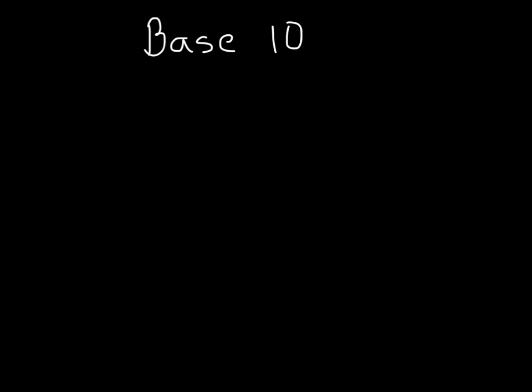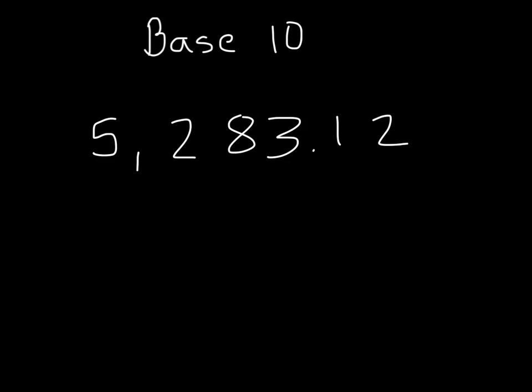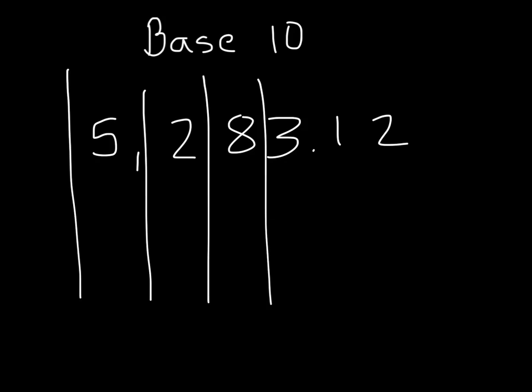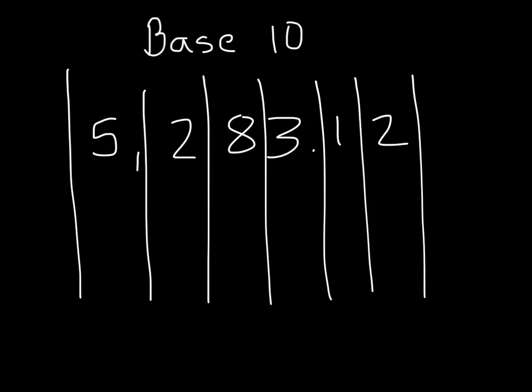So I'm just going to come up with a random number here. Let's go 5,283 and let's go with 12 hundredths. And what I want us to notice is the actual place values within this number. So we'll do the old columns that you probably saw from elementary school. And of course you were told that this is the hundredths place, the tenths, the ones, the tens, the hundreds, the thousands. And so this 5 isn't worth 5, it's worth 5 thousand.